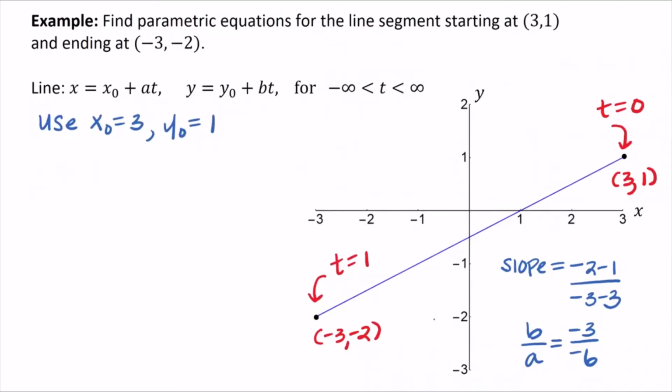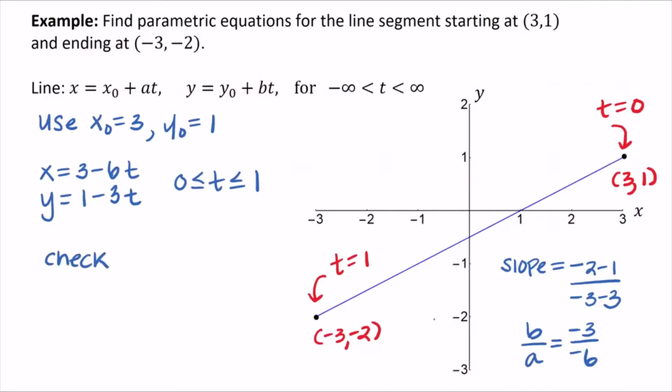Now we can write down our parameterization using x naught equal to 3 and y naught equal to 1, since we wanted t equals 0 to correspond to the point (3, 1). And remembering, we'll use a equal to -6 and b equal to -3. We have the parameterization, and we'll let x equal 3 minus 6t and y equal 1 minus 3t, for 0 is less than or equal to t is less than or equal to 1.